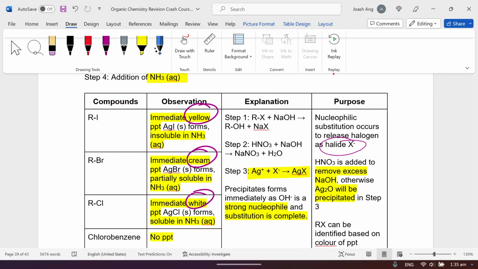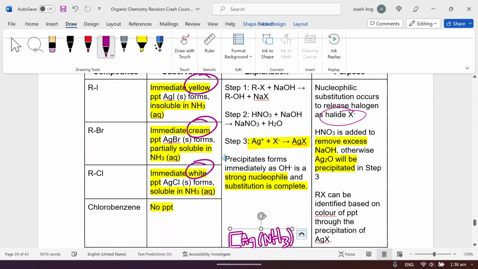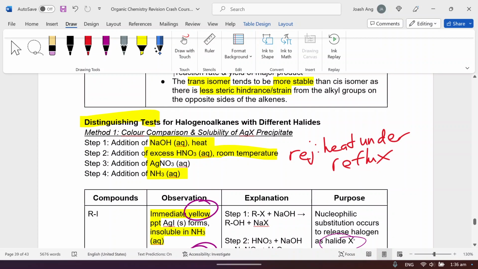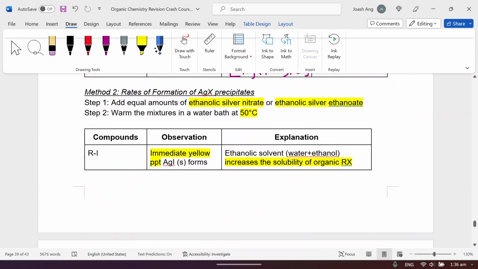So if I use RCl, the silver chloride precipitate will dissolve in aqueous ammonia to form a colorless solution. Just to recall, it will help to form this transition metal complex. All right. So chlorobenzene gives no precipitate because the C-Cl bond is very strong. Okay, so this should be it for the first method.